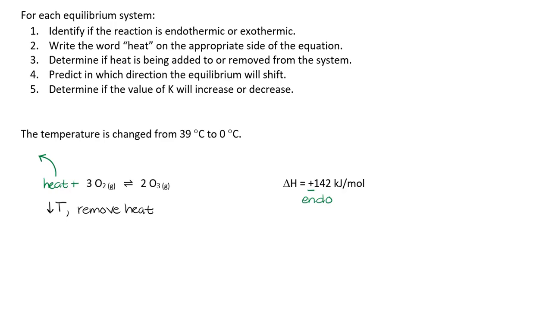Because heat is a reactant, if we remove heat, then the equilibrium is going to shift towards reactants to make more reactants. So the temperature change resulted in too few reactants, and the equilibrium will shift in order to form more reactants, and it will shift to the left.